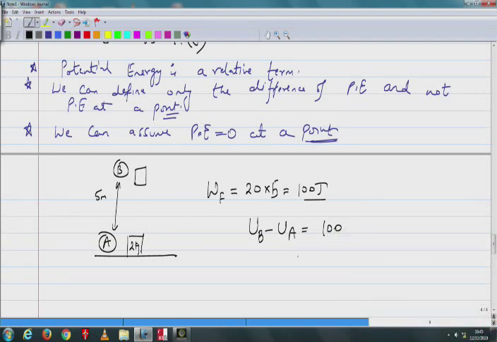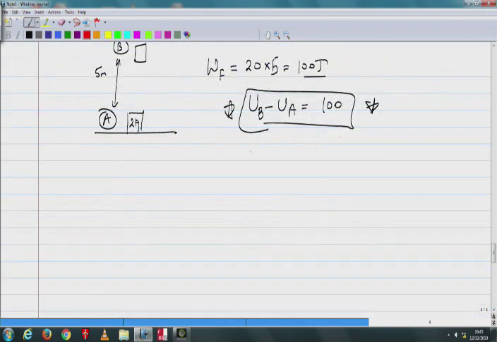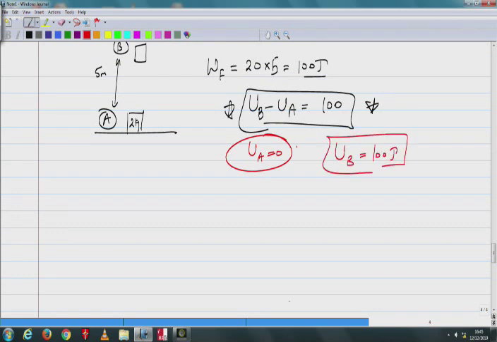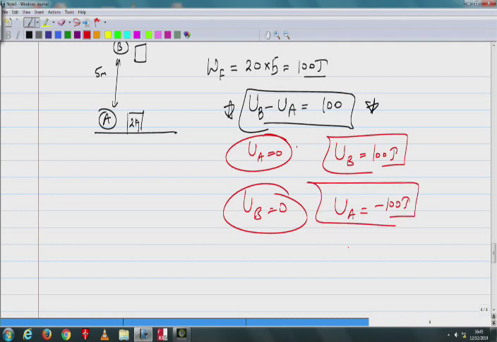Now I can say that UA is equal to 0. This is what is important. After this, you are the king of your own will. You can say UA is equal to 0. In that case, UB is equal to 100 joules. You can take any point to be reference. You can say UB to be 0. In that case, UA will be minus 100 joules. You can take any point to be reference and the reference has zero potential energy.